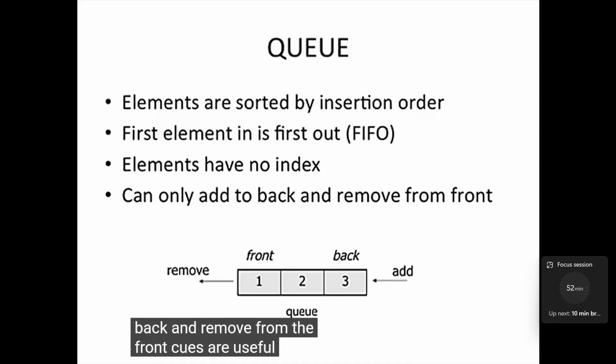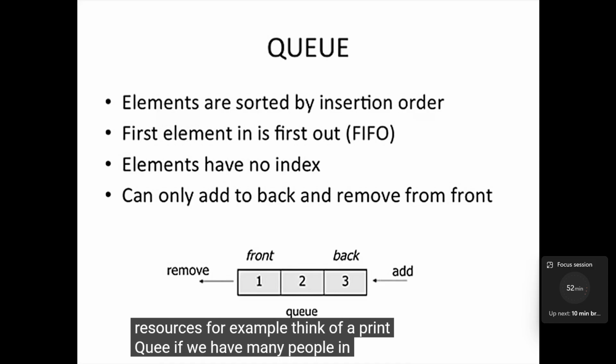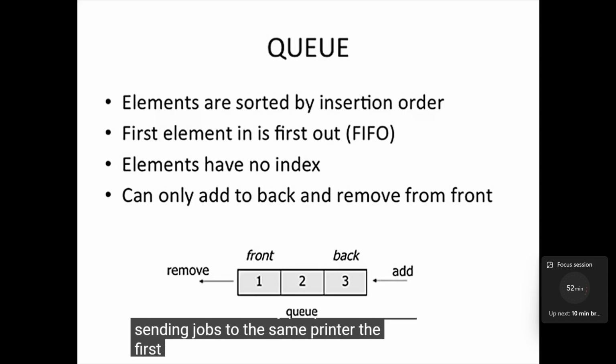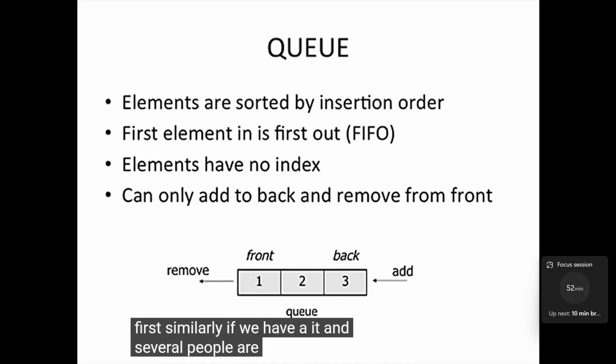Queues are useful in contexts when we're managing resources. For example, think of a print queue. If we have many people in an office sending jobs to the same printer, the first person who sends a job to the printer gets their job first. Similarly, if we have a website and several people are accessing that website, the first person who tries to access it is the first person who gets the page back.